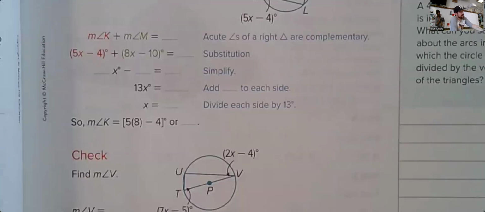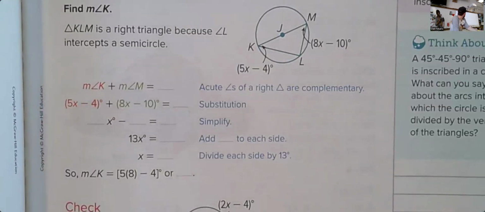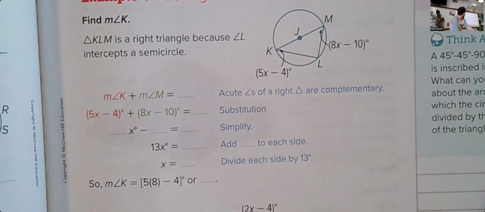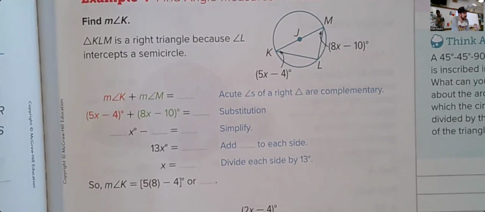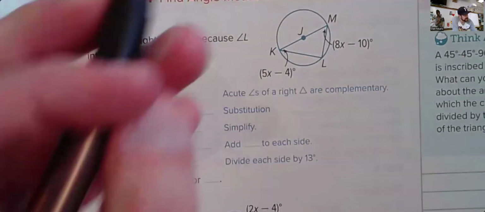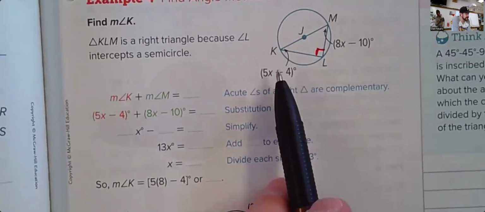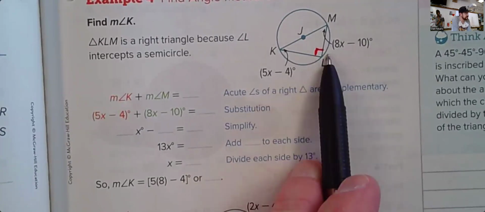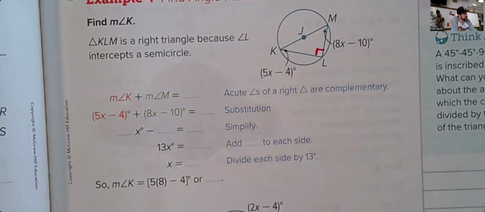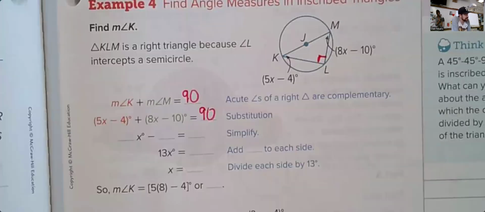All right. So starting off with some triangles here. KLM is a right triangle because angle L intercepts a semicircle. So that means that angle L itself is 90 degrees, and we are trying to figure out the measure of angle K. Angle L has to be 90, which means that these two angles have to add up to what? 90, because if this one is 90, then the remaining two also have to add up to 90. So angle K and angle M would be complementary, and they add up to equal 90.